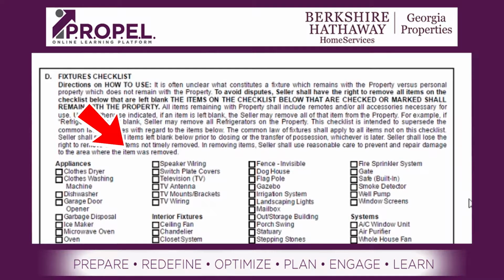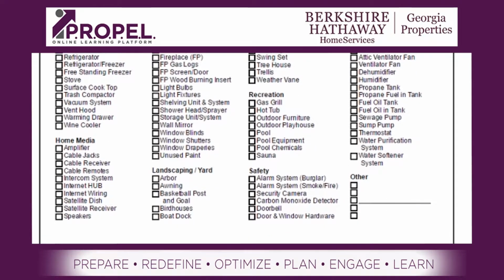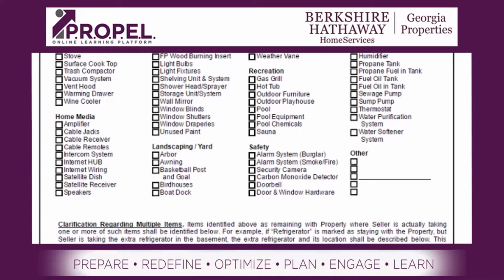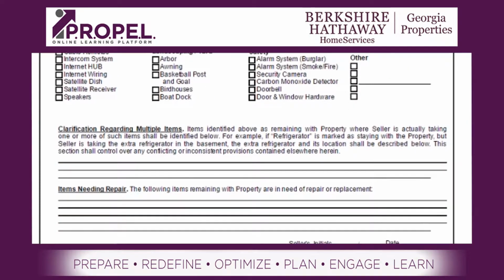The top of mine comes to TV mount brackets, that you see in the center of the second column there. It seems to be a big debate with agents and sellers and buyers now as to the brackets that are mounting all of these televisions, and if the brackets stay. So it's little things like that you want to be real clear of. Just make sure that you go through and mark anything that remains with the property, because that's going to be the form that holds everybody's feet to the fire.